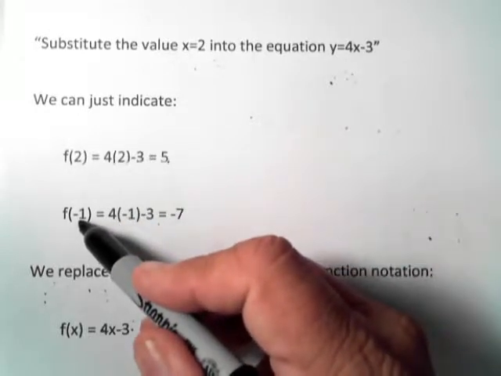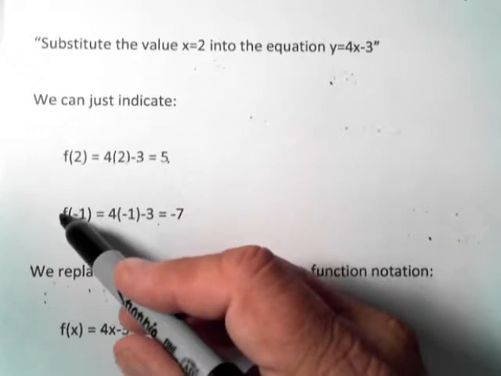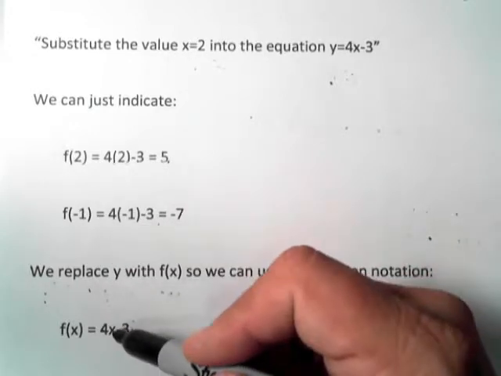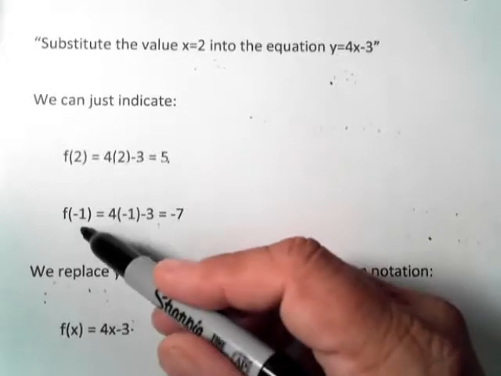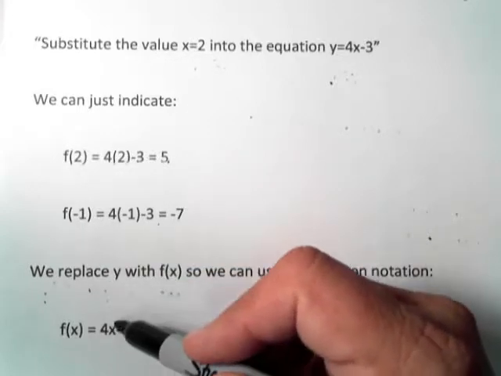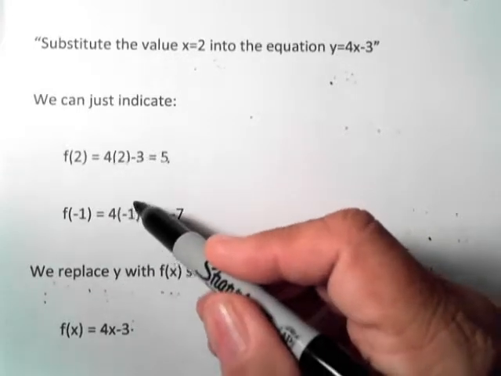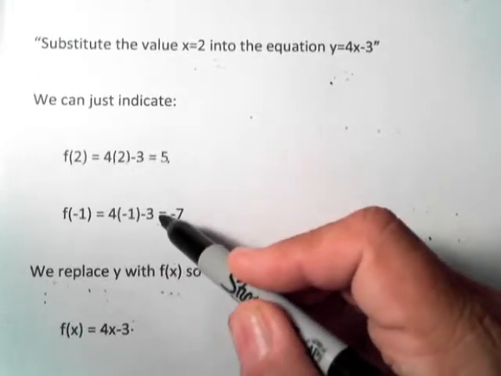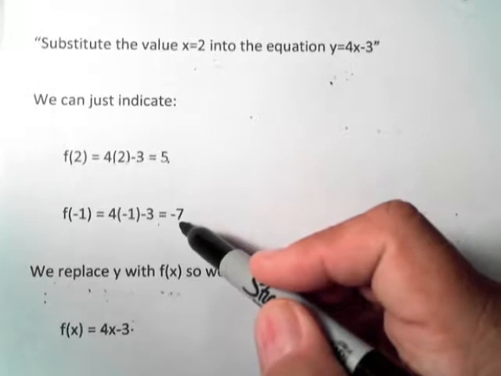Now what if we have a different value for x? How about f of negative 1? Now we do the same thing. Go down, replace the variable with the value we want, negative 1. So we have 4 times negative 1 minus 3. Now let's see, that's going to be negative 4 and minus 3 more. I think it's going to be negative 7.